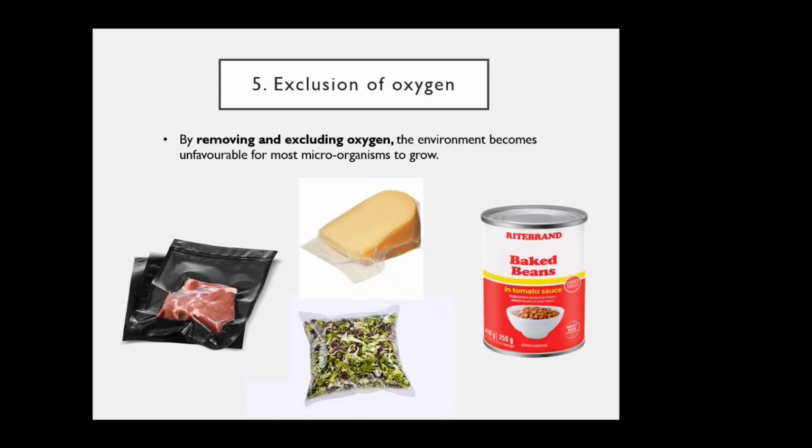We can also exclude oxygen. Now, a lot of our pathogens, not all of them, but a lot of them, cannot grow where there's no oxygen. So removing oxygen is actually a good way of preventing microbial growth. We can do this by vacuum packing or canning or even pillow packing with nitrogen gas. Remember that there are microorganisms that can grow without oxygen, but we eliminate a very large group of microorganisms that need oxygen to grow by vacuum packing or excluding oxygen from our food products.